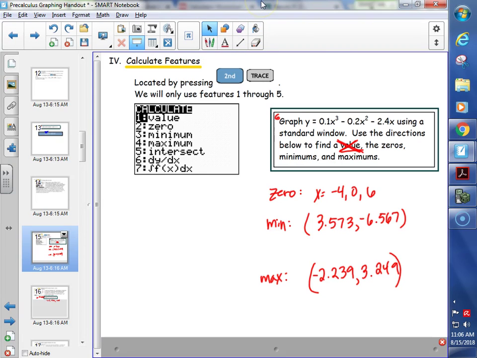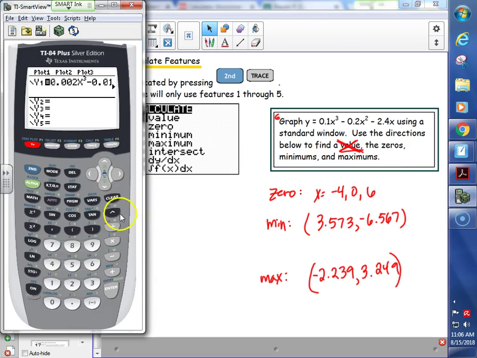Did it change functions? I was looking really quickly. Oh, it did change functions. Thank you. Okay, I looked back way too far. So 0.1 x cubed. I want it to match up with your answers. Minus 0.2 x squared, minus 2.4 x. Thanks, guys, for that catch. That would have been a bummer.